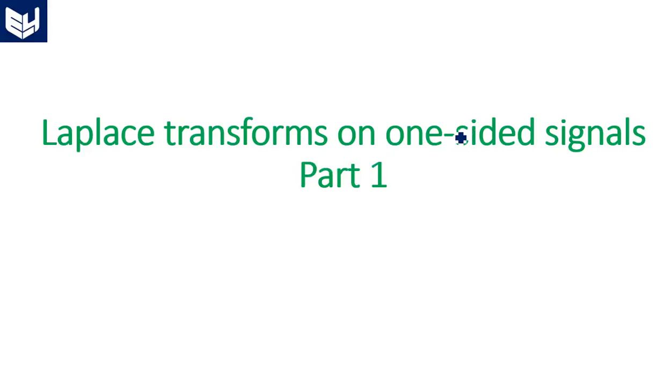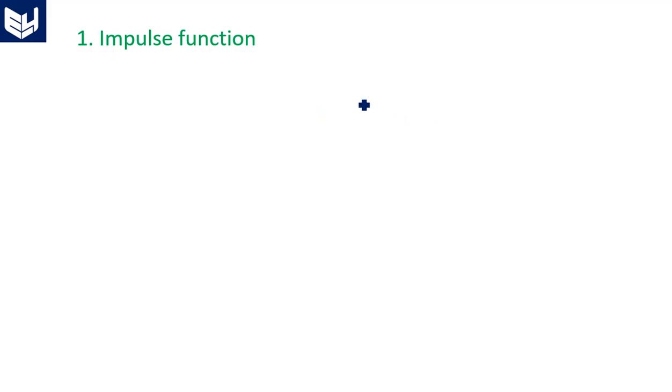Hi everyone. In this video, I am going to explain the Laplace transforms on unilateral signals, or one-sided signals. Already I told you in the previous video what we mean by unilateral signals and bilateral signals. Unilateral signals exist from 0 to infinity, or one-sided signals, and bilateral signals exist from minus infinity to plus infinity. They are two-sided signals. Okay, so now we are taking one-sided signals and applying the Laplace transform. We are going to see its output.